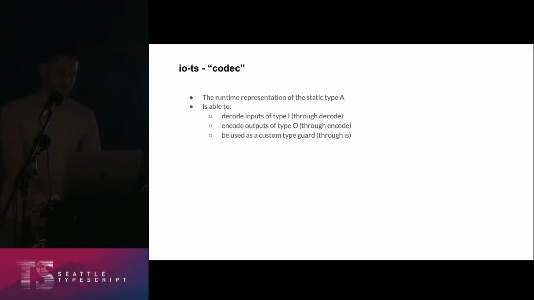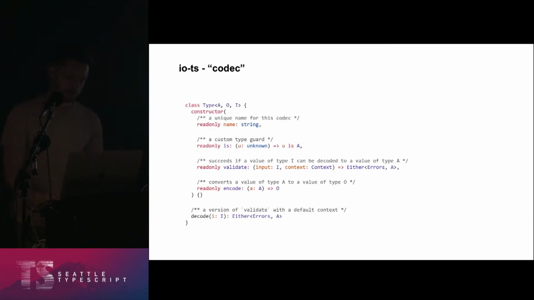So it's able to decode inputs of type I through the decode method, and encode outputs of type O, which will be the output of the encode method. It also has the guard, like the other library did. This is basically the interface, or what a codec looks like. You can see it has a name, the guard, and validate. The validate will succeed if it's able to decode, and then encode and decode.